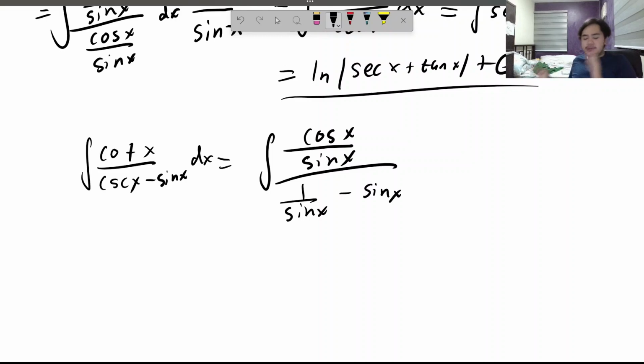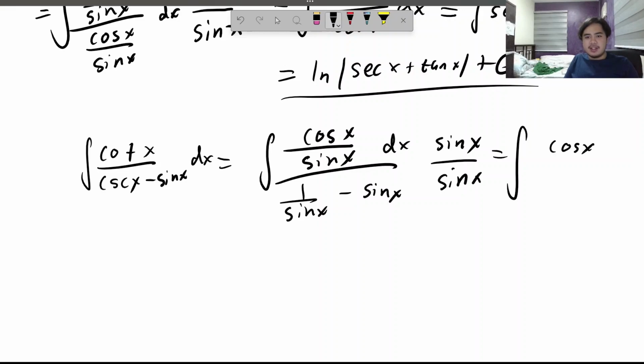Complex fraction appeared. Let's turn this into something easier to understand, which uses a trick called multiplying the numerator and the denominator by the same thing. Cannot stress that enough. It's a very useful trick. And then the numerator becomes cosine x since the sine x's cancel each other out. And then the denominator becomes 1 minus sine x times sine x, which is sine squared x.